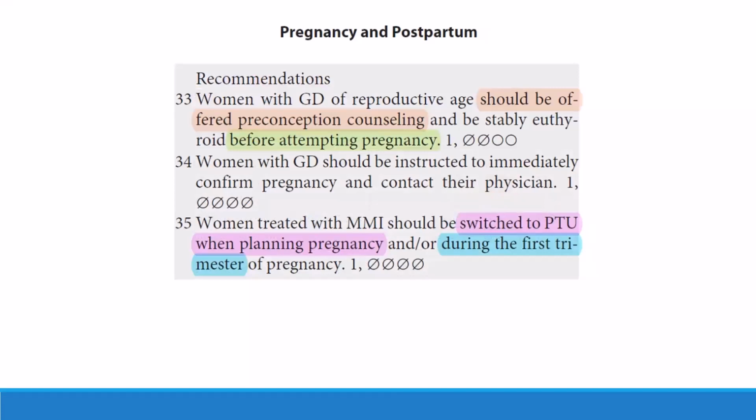Also, it is recommended to switch from carbimazole or methimazole to propylthiouracil when planning pregnancy and or during the first trimester of pregnancy. Once the female gets pregnant, we should transfer from methimazole to propylthiouracil. So if the female is preparing to be pregnant, it is recommended to switch to propylthiouracil, usually 3 to 6 months before getting pregnant.